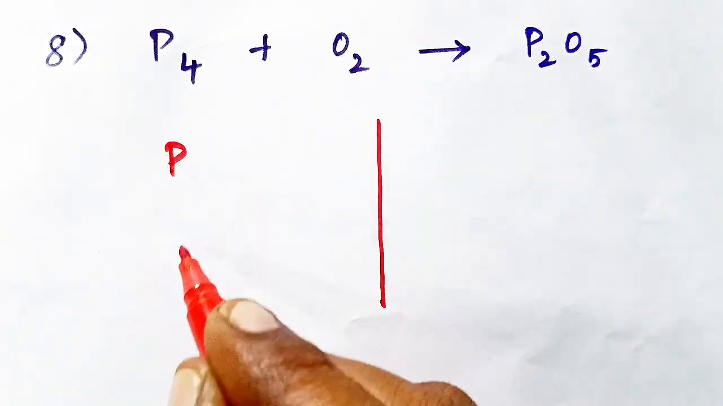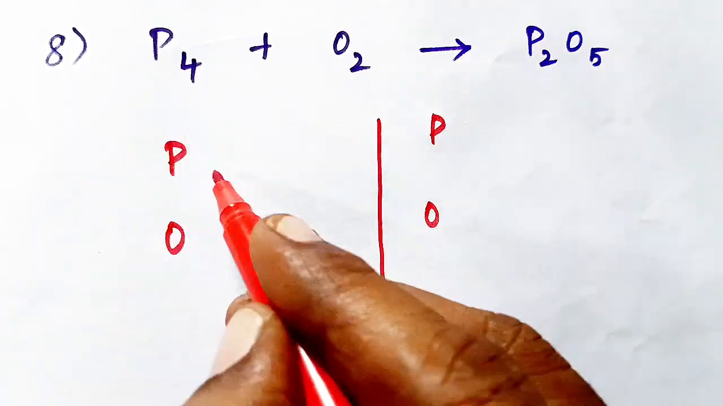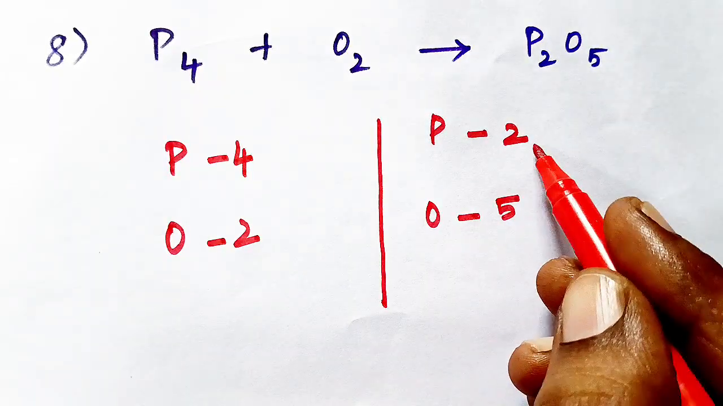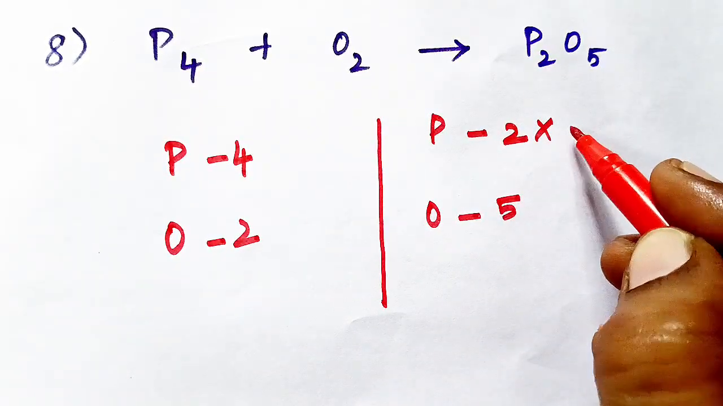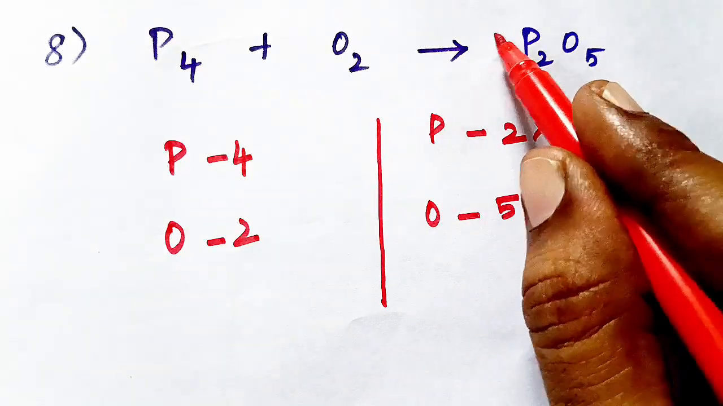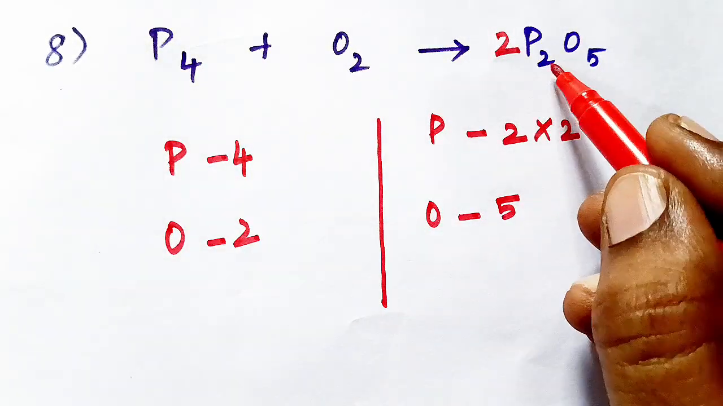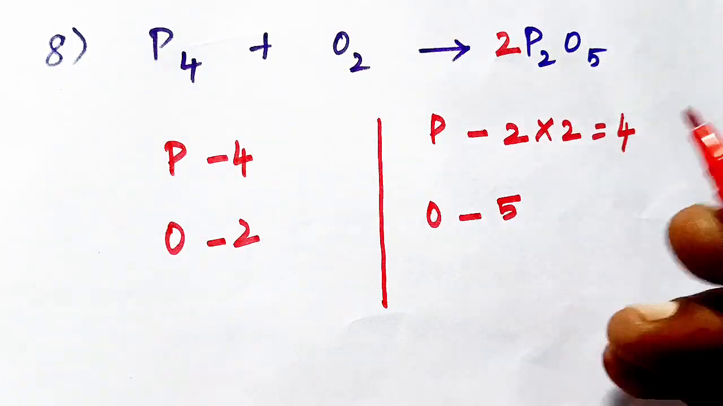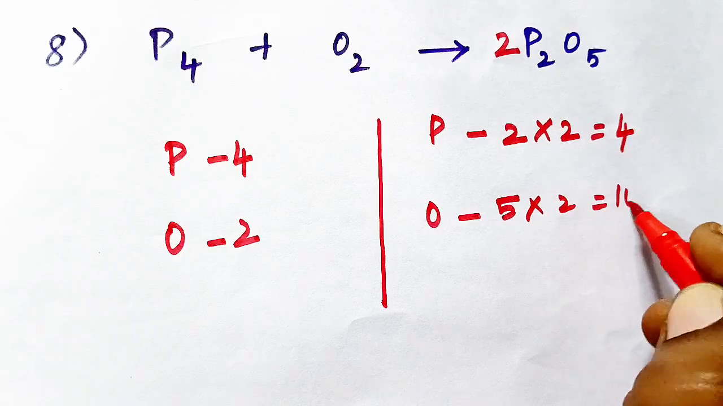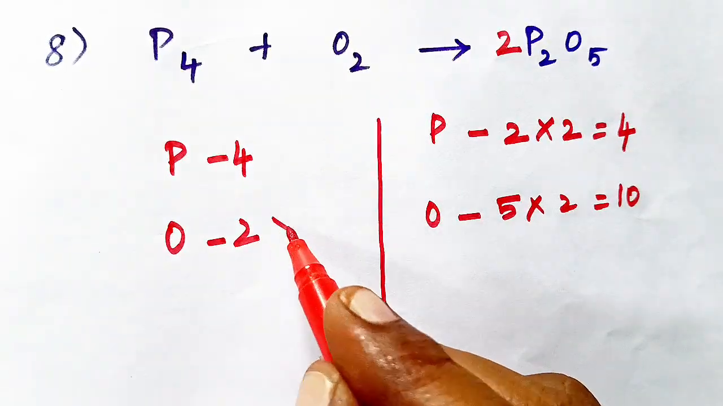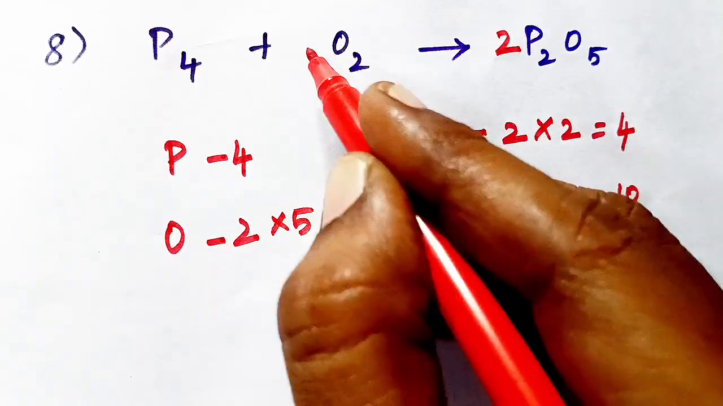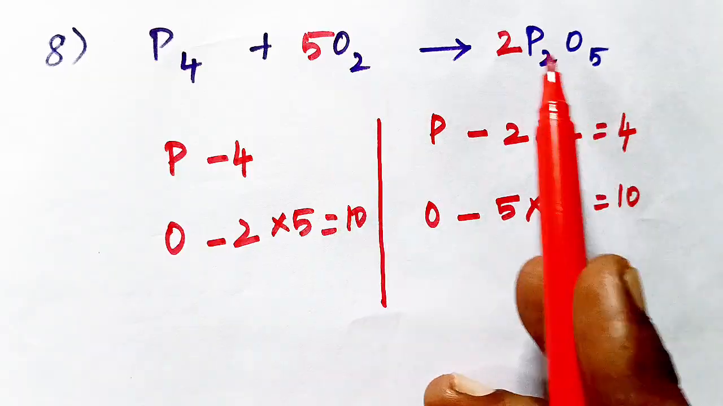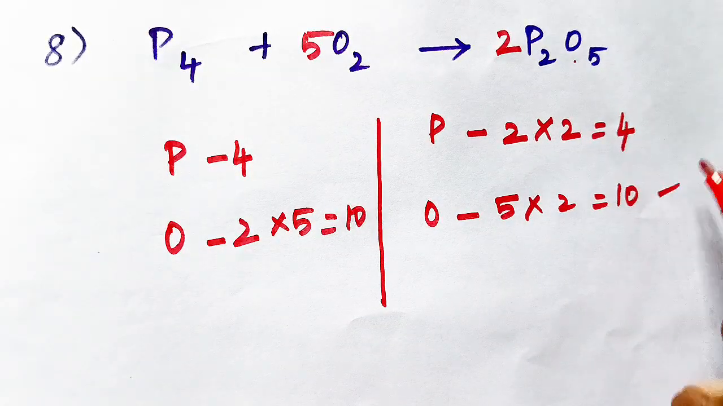The next sum, P4 plus O2 gives P2O5. Just write the names P and O. On this side P is 4, oxygen is 2; on the other side P is 2, oxygen is 5. Let's start with P. Here you should get 4, so 2 into 2 is 4, so just put the coefficient 2. Now the number of oxygen atoms has changed, as 2 5s are 10. To get 10 on the other side, just multiply by 5, so 5O2. P4, 5 2s are 10 oxygen, 2 5s are 10 oxygen. So now your reaction is balanced.